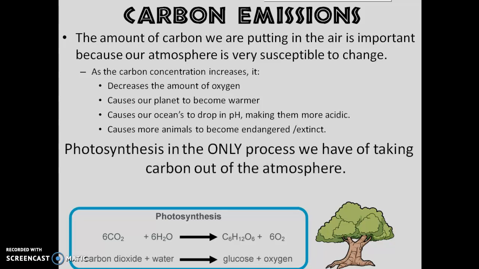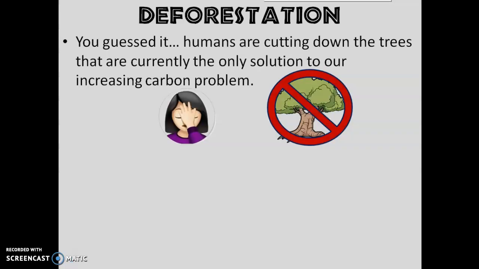Now, one of the reasons why carbon is so hard to get out of the air is because we really only have one process that can take it out, and that is photosynthesis. If you remember your photosynthesis equation seen below, we have CO2 plus water makes glucose and oxygen. Add a little bit of sunlight in there and you're great. The problem is we actually need to have the plants to do that. And unfortunately, you guessed it, humans are cutting down the trees that are currently the only solution to our increasing carbon problem.